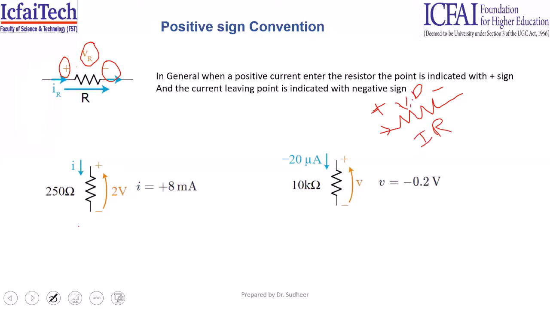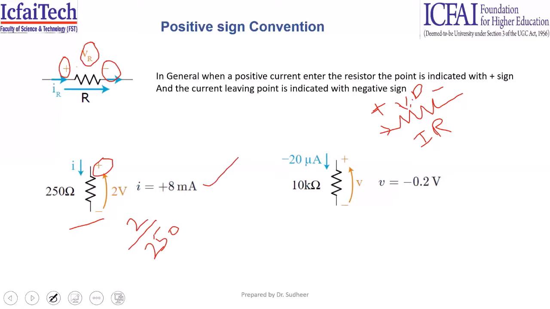You can take the first example. The voltage across the resistance is 2 volts and current is entering the positive terminal. So the current is equal to V by R, that is 2 by 250. Therefore, it is 8 milliamperes.